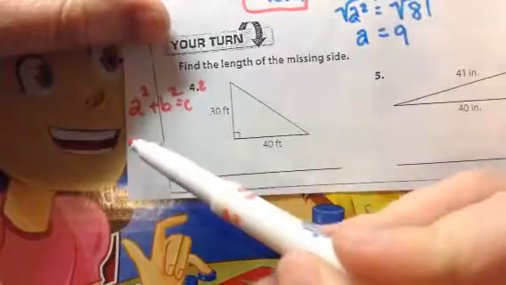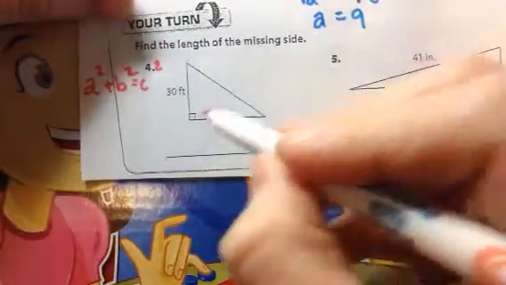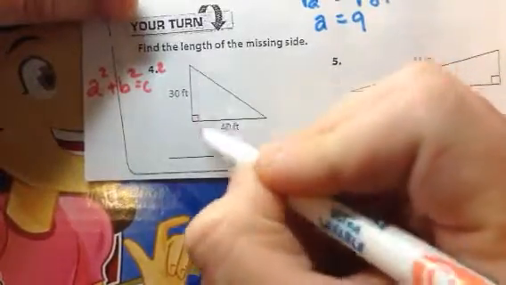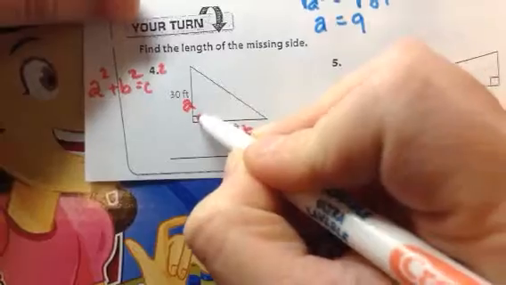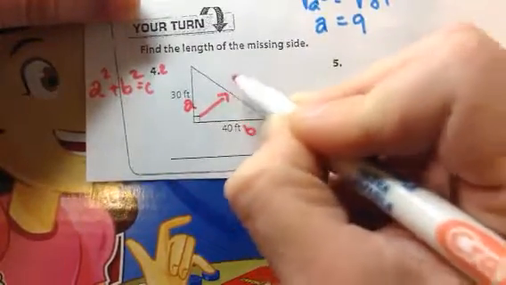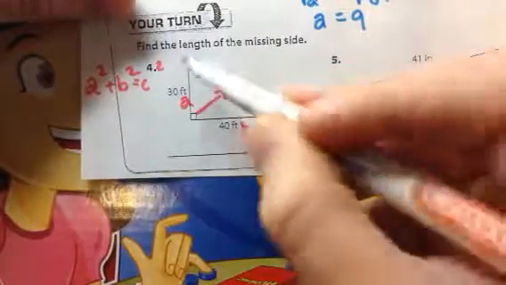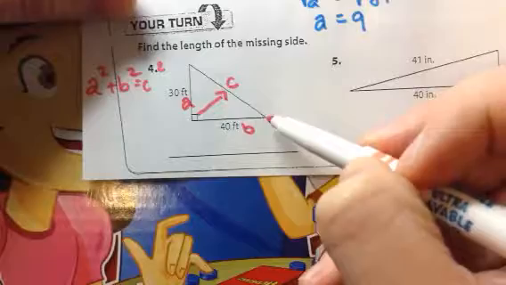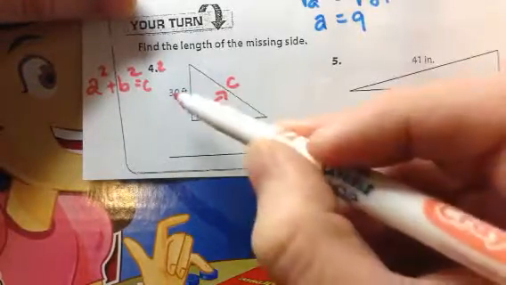Before I fill in numbers, I need to go label A, B, and C on my picture. The sides that form the right angle always have to be A and B. You draw that arrow that points away from the right angle, that is the hypotenuse, okay? So we're solving for the longest side, so my answer should be bigger than 30 and bigger than 40, okay?